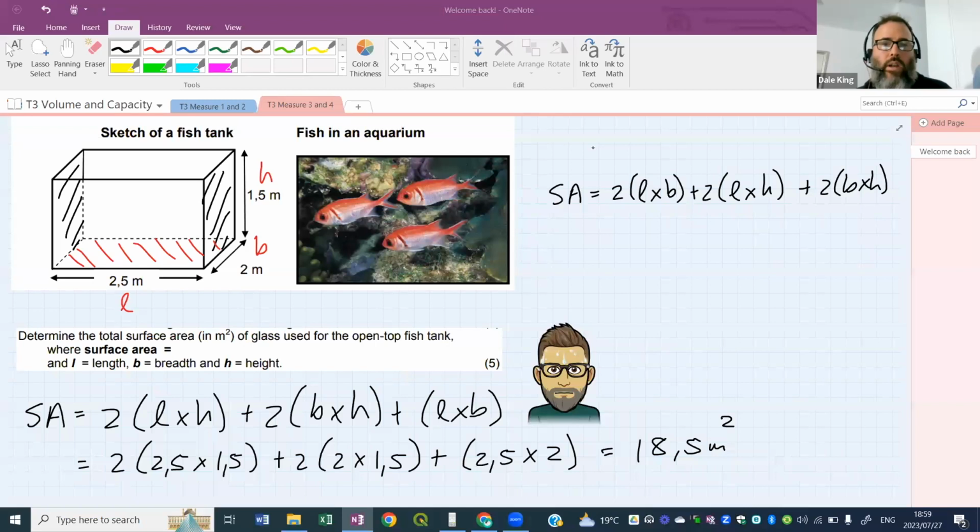If you put the top on, you might be getting 20-something. Those guys that are getting 23,5, it's because you added the top of the tank. You put a 2 at the end here. But you don't need a 2 at the end. You don't need 2 rectangles at the back. You just need the base of the tank. There's no lid on the top. They say it's an open topped tank.